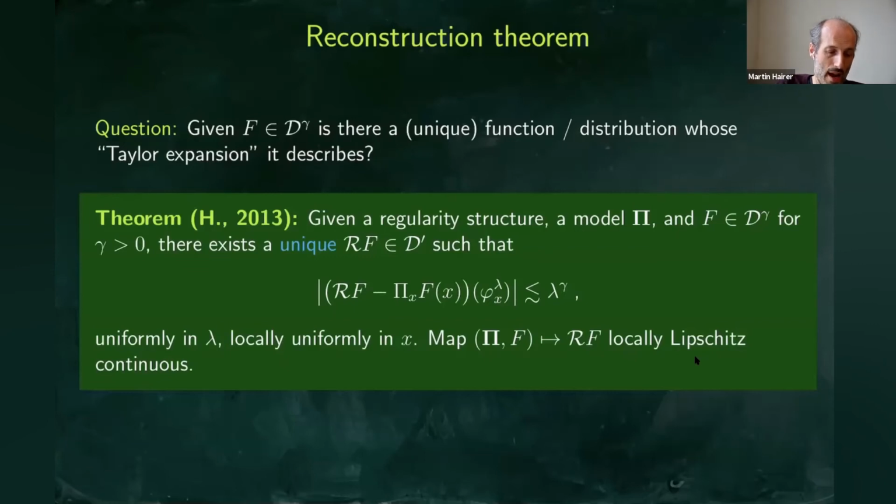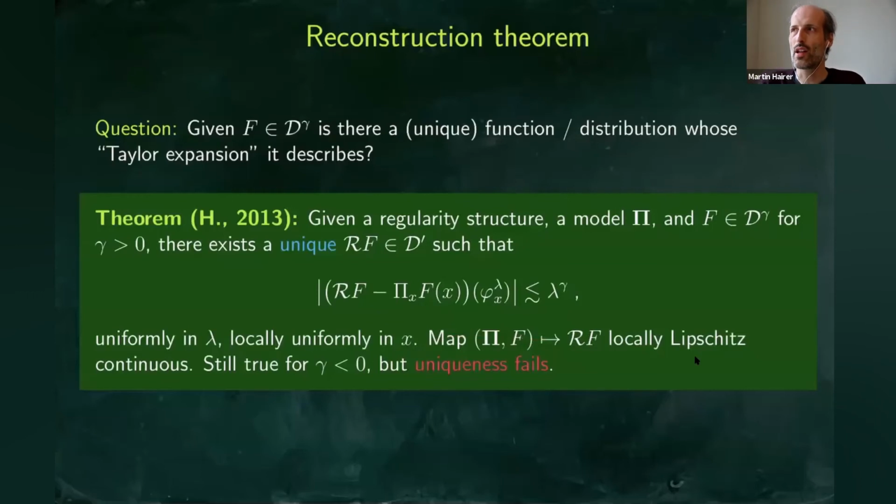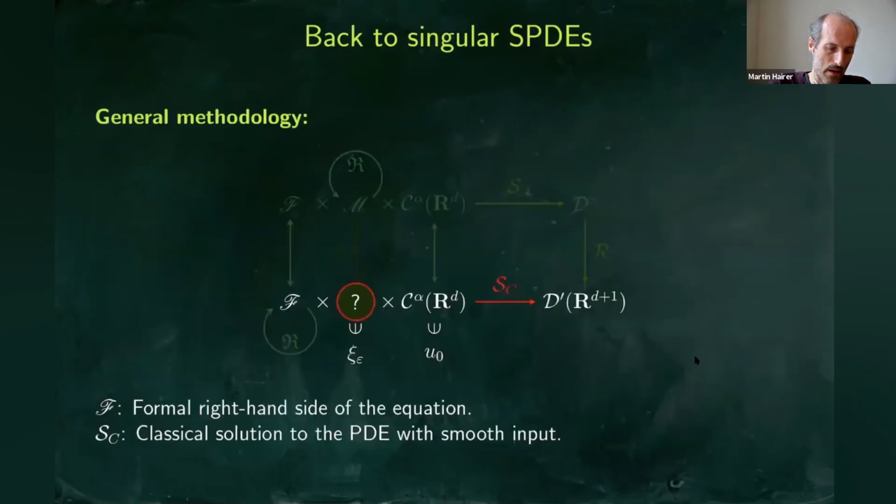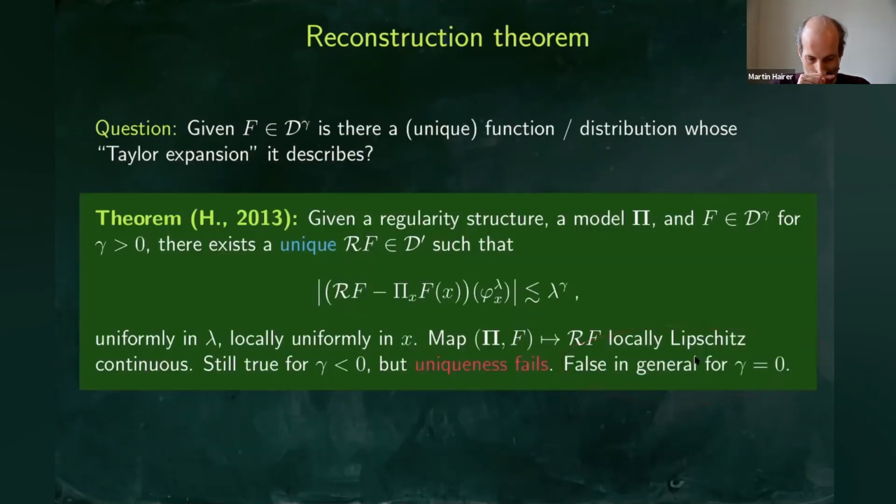And furthermore, this reconstruction map here has nice continuity properties. It has some sort of local Lipschitz continuity property, both as a function of f, but also as a function of this model. Even if gamma is negative, this is actually still true, but the only thing that goes wrong is the uniqueness. The existence is still true, and that's kind of useful sometimes. And for gamma equals 0, it's actually just false. I mean, even existence can fail there.